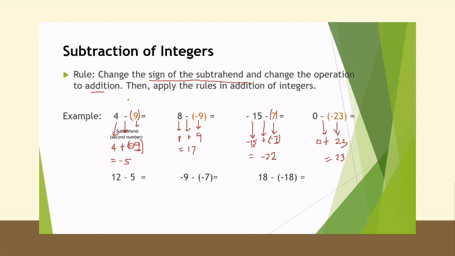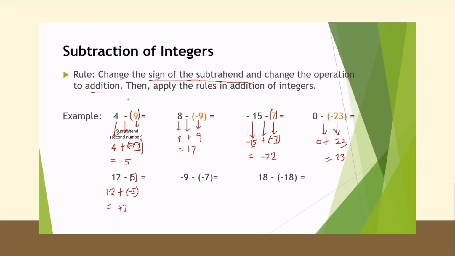Next, 12 minus 5. 12 plus, change the sign of the subtrahend, negative 5. So why negative? Because your subtrahend is positive. Then apply the rules in addition of integers. We have unlike sign. So subtract the number. 12 minus 5 is 7. Then copy the sign with a greater absolute value, and that is positive 7.